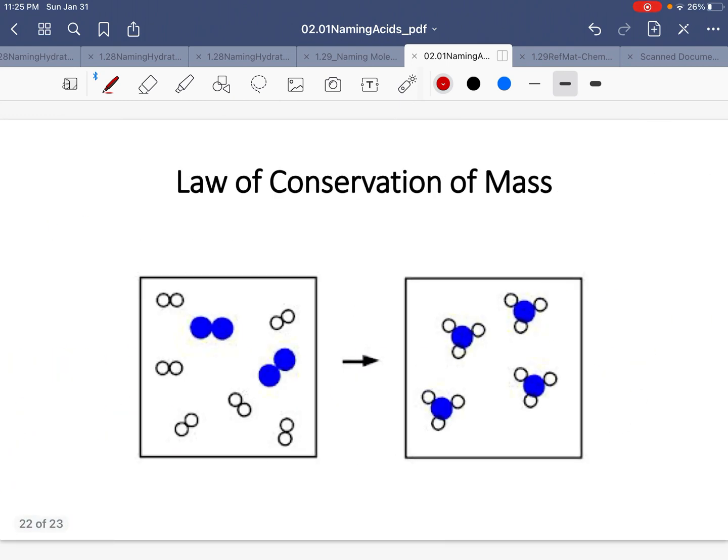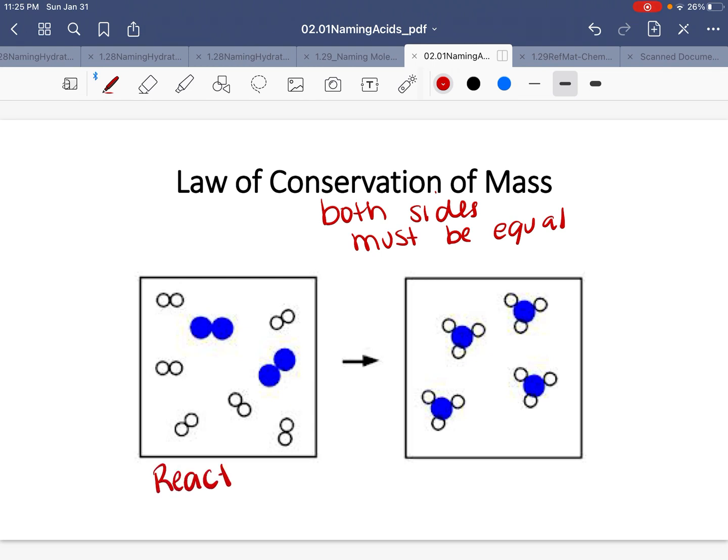Lastly, I want to show you a visual. This exam does give questions on visuals. So remember, the law of conservation of mass tells us both sides must be equal. So both sides must be equal. Remember, we have our reactants. And after the arrow, we have our product. So those are our two parts to our equations. And let me show you how this is equal.